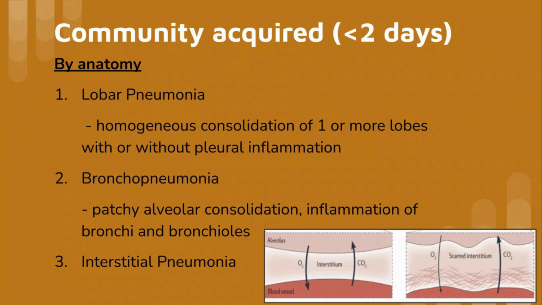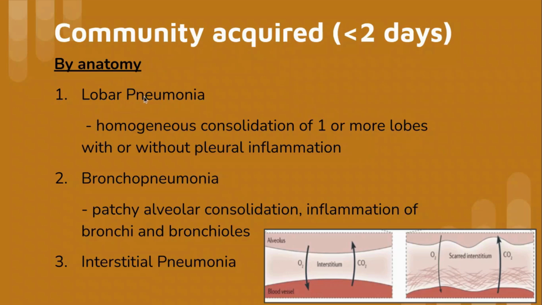But let's say the patient spent only 1 day in the hospital. The person has pneumonia. It didn't come from the hospital. It came from the community. The person brought it. So that's community acquired pneumonia, less than 2 days. So under community acquired pneumonia, we can classify by anatomy.